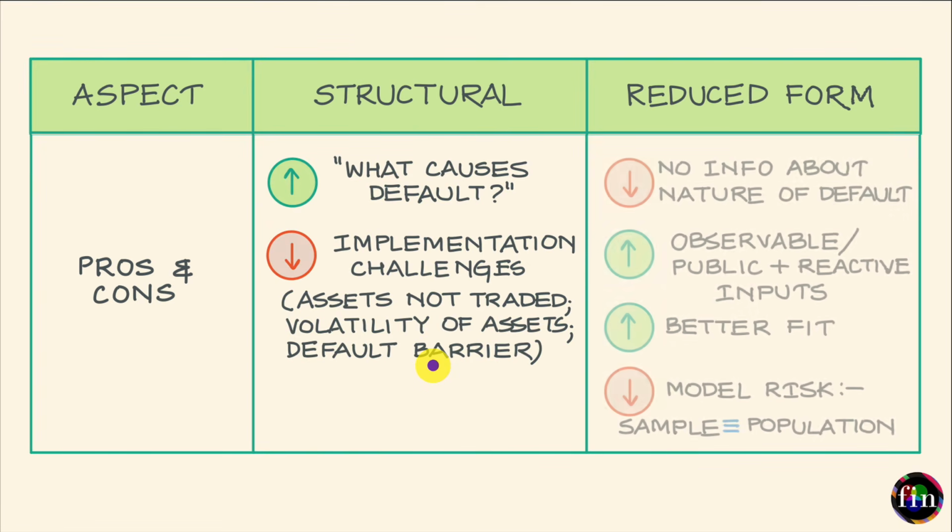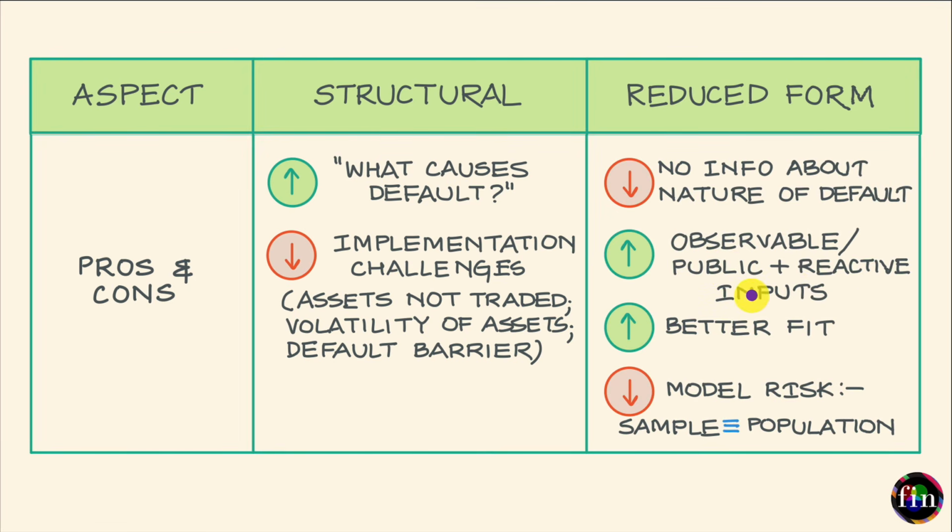Okay? Now, coming on to reduced form models, a downside of these models is that these models don't give us any information about the nature of default. The lambda, which we back out as part of a reduced form model, can have very little connection with what the financial statements of the firm are projecting, or let's say reflecting, in that situation of default. Okay, an upside of a reduced form model is that it works with observable and public information. Okay, it works with information which is reactive to market events.